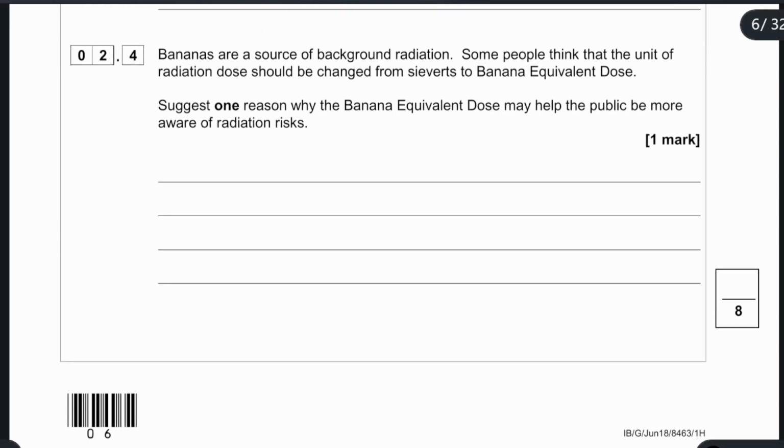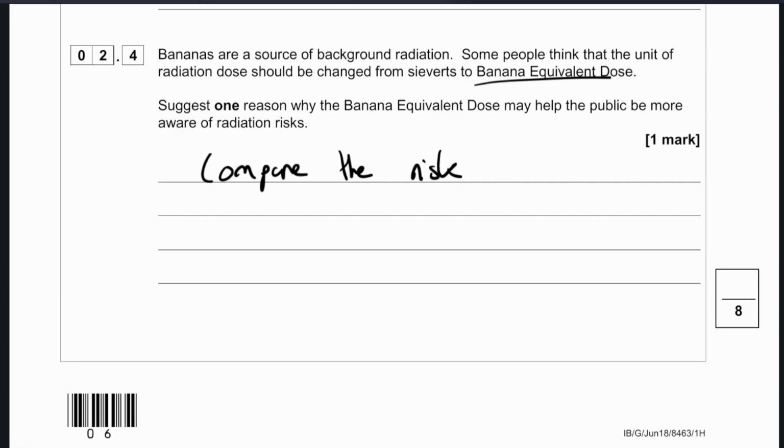Bananas are a source of background radiation. Some people think that the unit of radiation dose should be changed from sieverts to banana equivalent dose. Give one reason why the banana equivalent dose may help the public to be more aware of the radiation risks. So this is a suggest question, so any kind of sensible reason that you can think of should get you the mark. Why do we want to use a banana equivalent dose? Well, people know what a banana is, so we can compare the risk. If something is worth 2 banana equivalent doses, that would be equivalent to eating 2 bananas. Instead, if you give it in sieverts, it's a bit abstract, and people aren't really too sure. So that's one reason why you might want to change it to a unit like that.